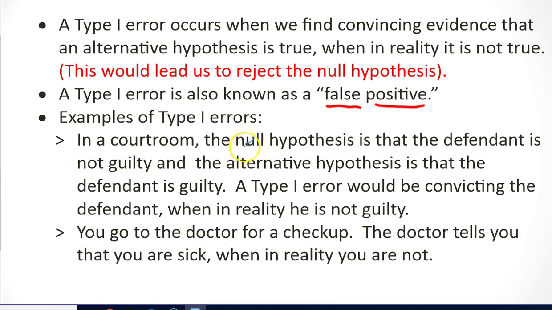So the courtroom analogy. The null hypothesis is that the defendant is not guilty or innocent. Alternative hypothesis is the defendant is guilty. A type 1 error would be convicting the defendant when in reality he is not guilty. Falsely accused, right? Falsely convicted. Once you've written that down, let's talk about this doctor's example.